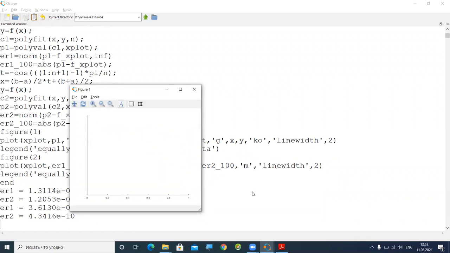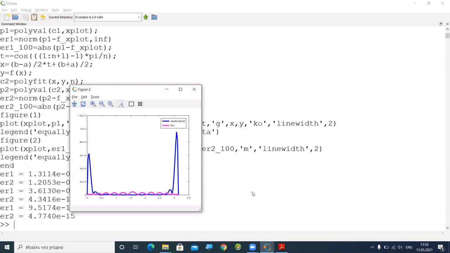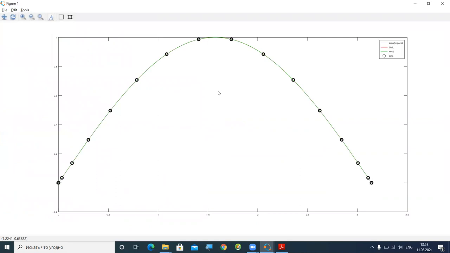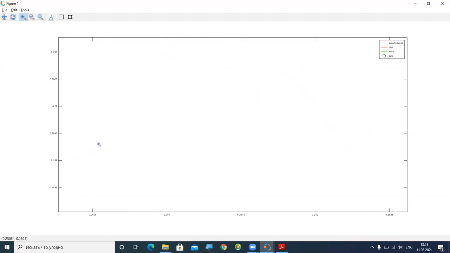Let's consider the graphs now. Okay. So you can see here two graphs. In the first graph, we have here equally spaced. You can see in the box, it is the legend, yeah? Equally spaced, Chebyshev Lobatto, sine x, and data. But here you can see they are very close to each other. That's why we see them as one graph here. But when we zoom in on this graph, you can see the other lines also. But they are very close to each other.